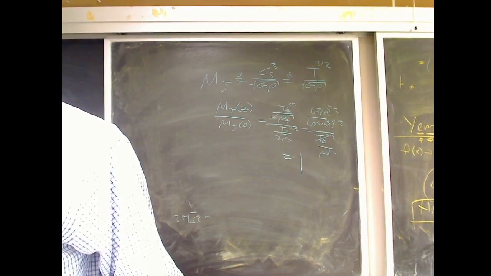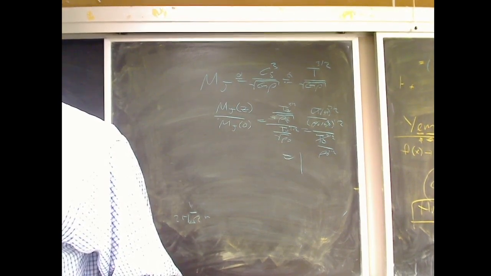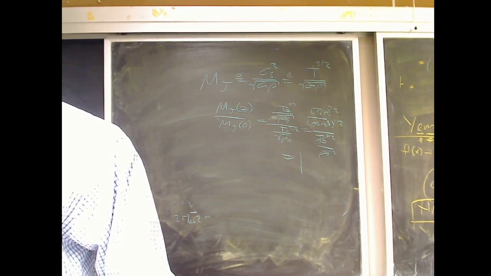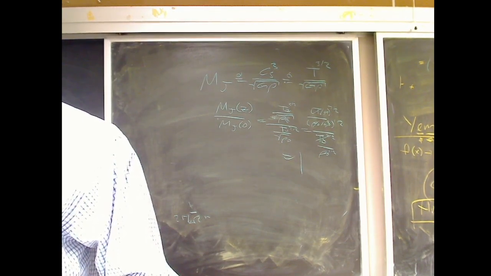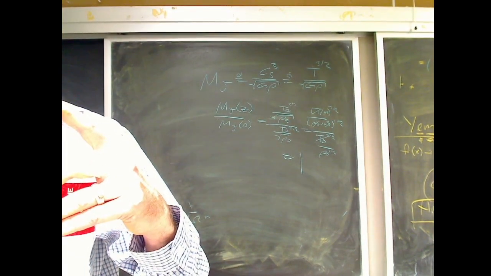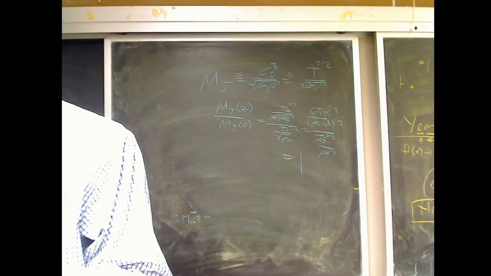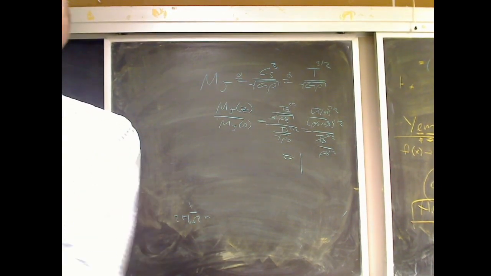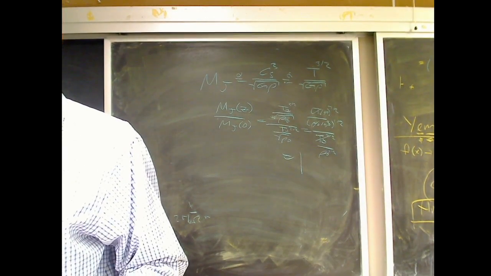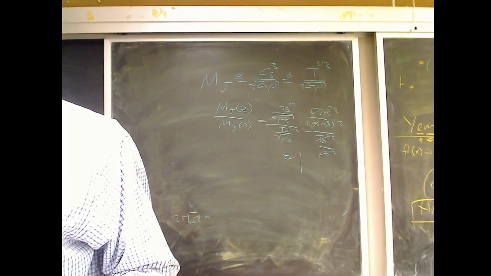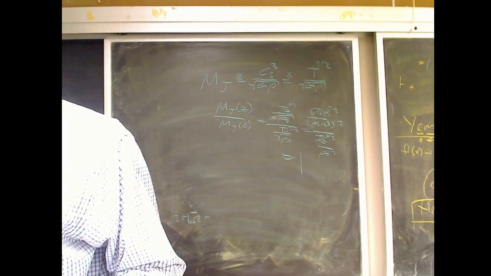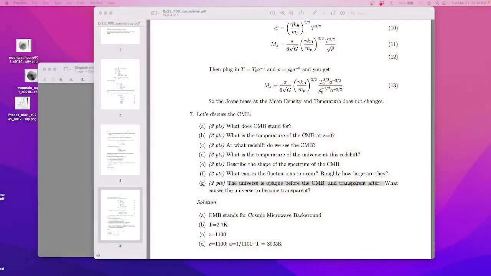And then the last one. The universe is opaque before the CMB and transparent after. What causes the universe to become transparent? Recombination. This is the electrons all find the protons and form neutral hydrogen for the first time. And when everything is charged, the photons can't go very far because a photon just scatters right off of a free electron.